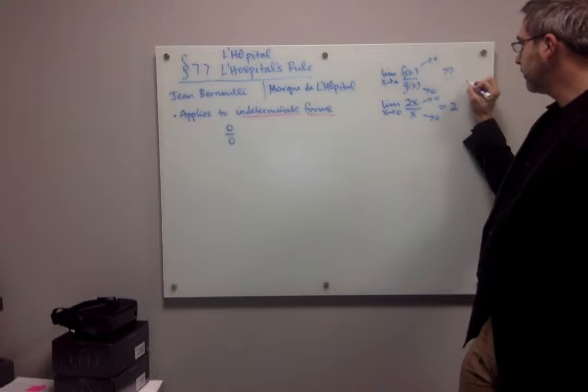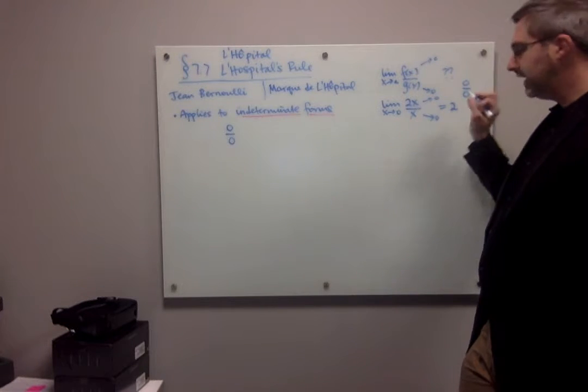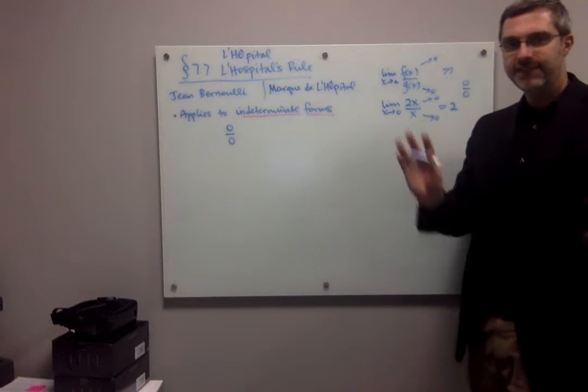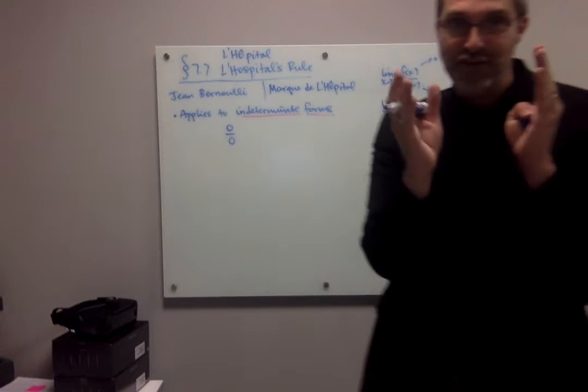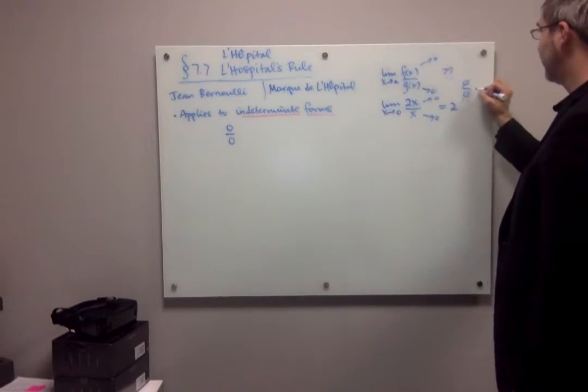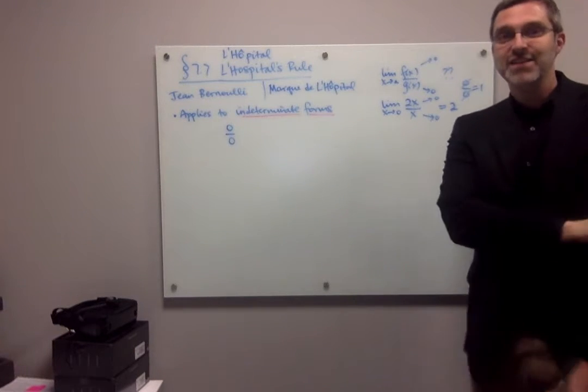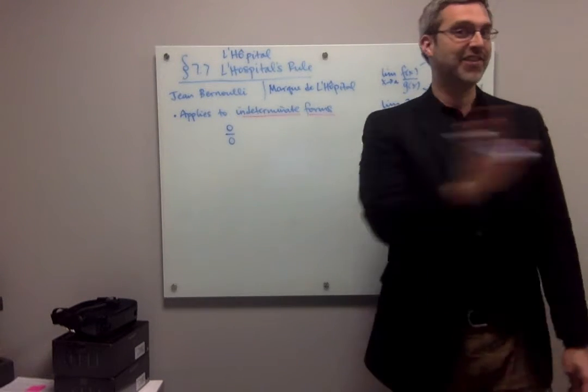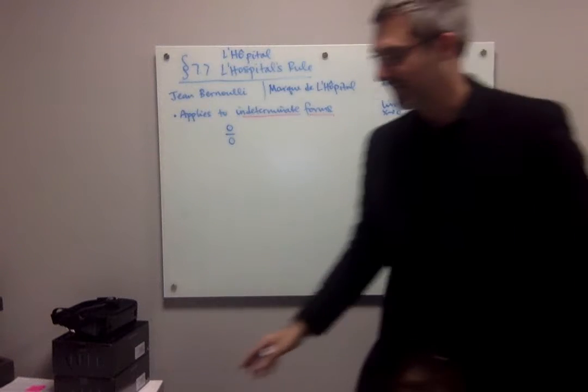So if I have 0 over 0, please never, ever cancel these zeros and say that the limit is 1. Never do that. Ever. Okay?